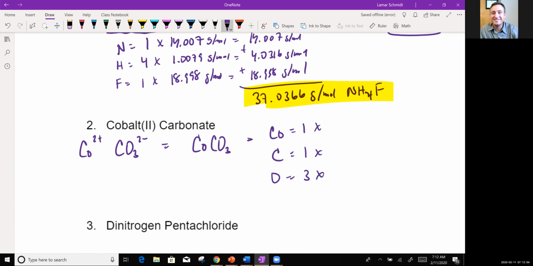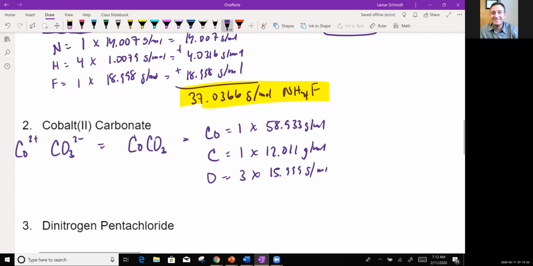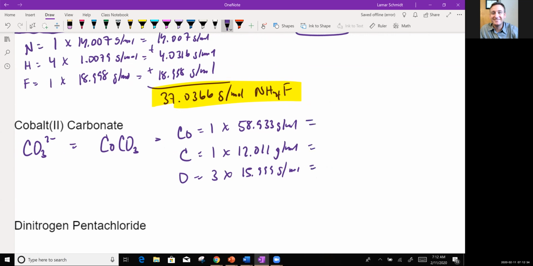Now you're going to multiply by the mass of each of those elements. So you find cobalt on your periodic table, it is going to be 58.933 grams per mole. Carbon is 12.011 grams per mole, and then oxygen is 15.999 grams per mole. And so simply multiply all those out. You just happen to be gifted in multiplying by 1. So you'll see that I do those really quickly. And hopefully you become as gifted as I am.